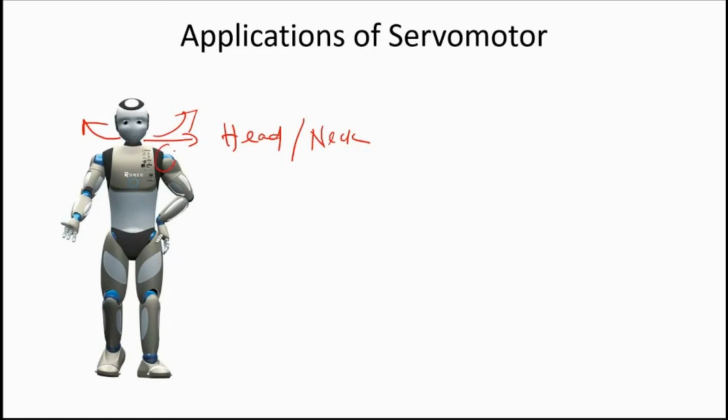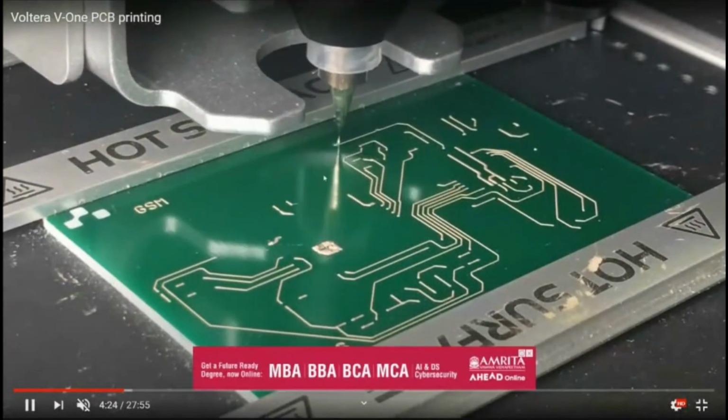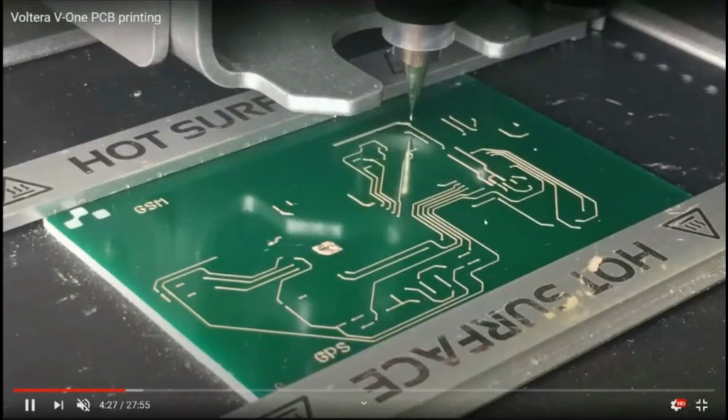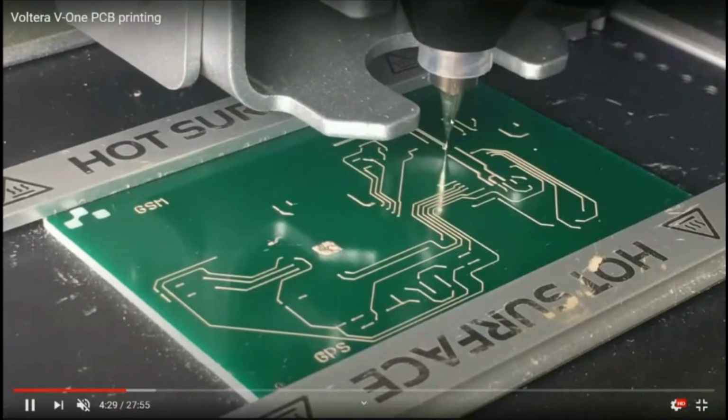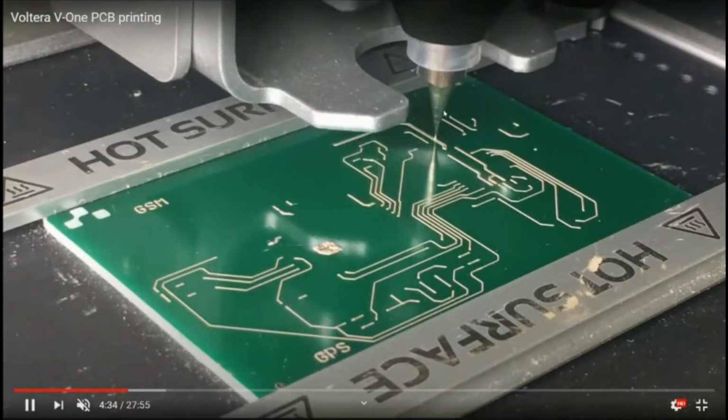Similarly, you need motors here to accomplish the movement of the hand. The joints, even the fingers for that matter, and then the knees and the hips and the foot, everything is driven by servo motors, which can control the movement very precisely from 0 degrees to this theta. This machine is drawing a printed circuit board on a substrate. If you see the tip of this machine, it is going up and down at an exact location. So this is again driven by a servo motor.